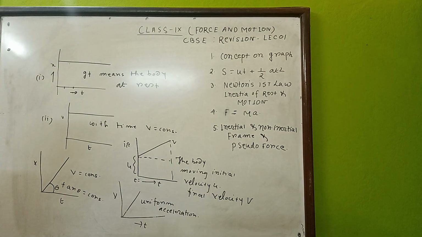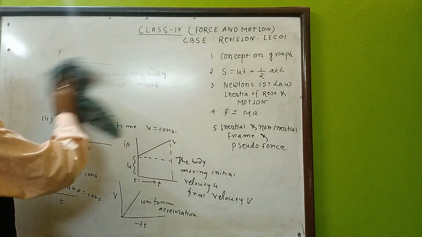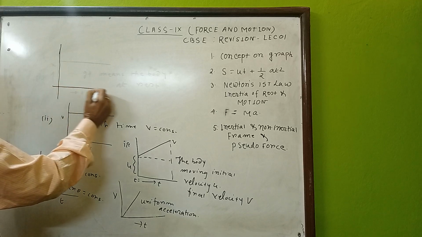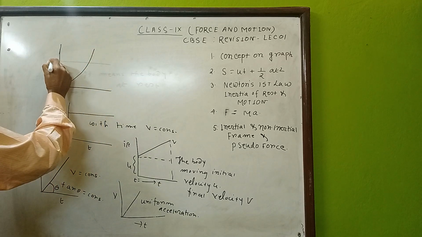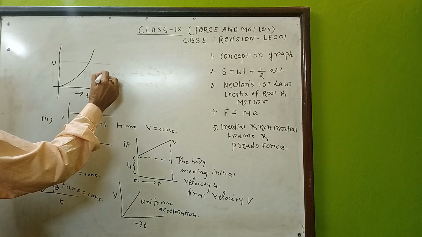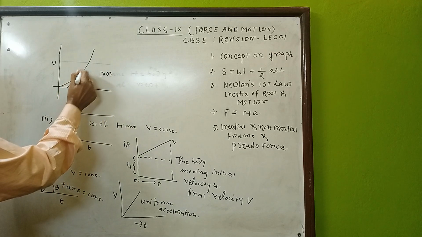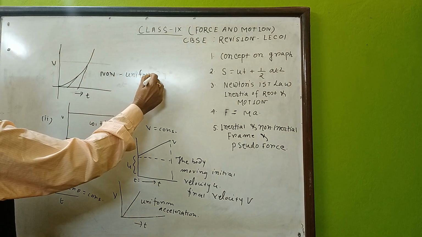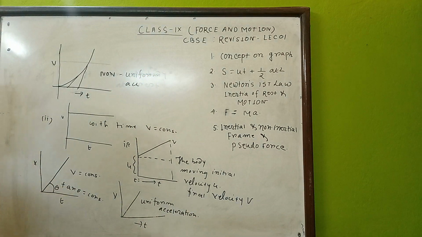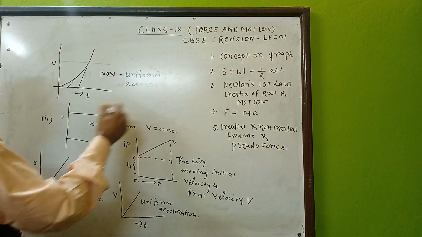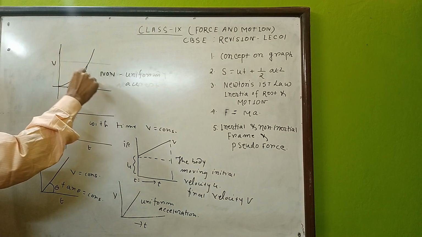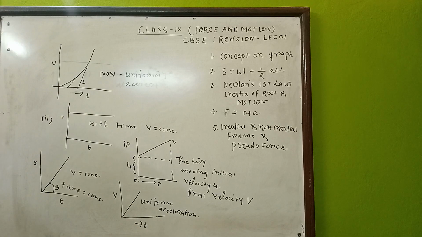I am just removing the first one and showing another graph. Suppose this is v and this is t, non-uniform acceleration, because at every point the slope is changing. So any such graph gives non-uniform acceleration. Similarly, if the slope is negative, then it is retardation. If the slope is tan theta, then the slope is positive. If the slope is negative in that way, then it is retardation.